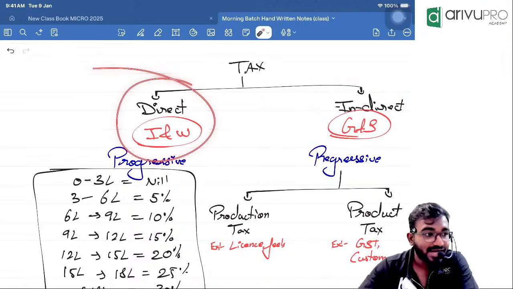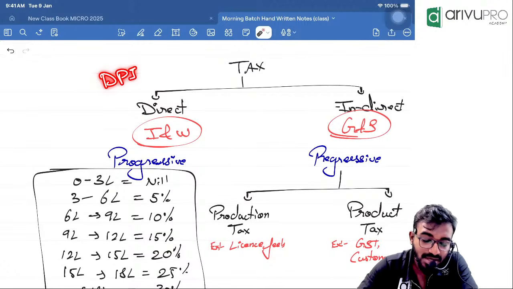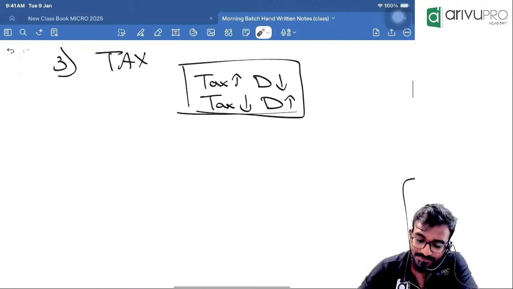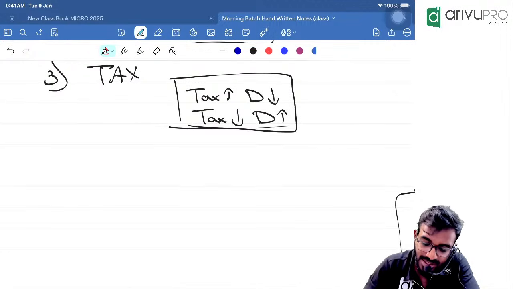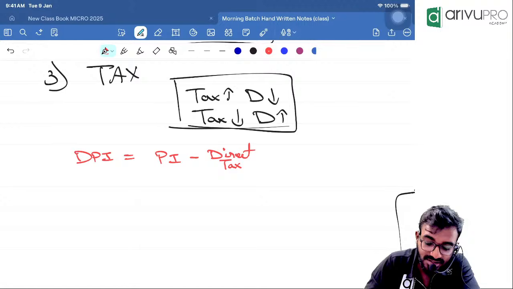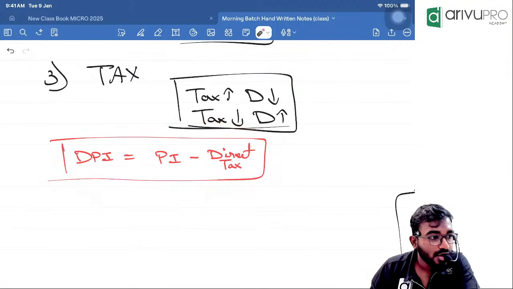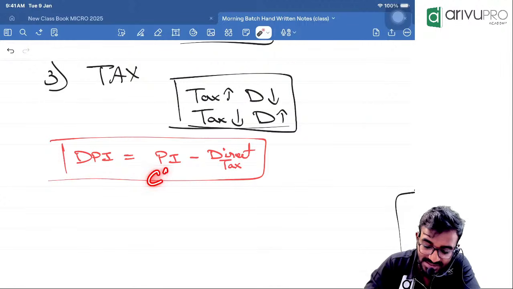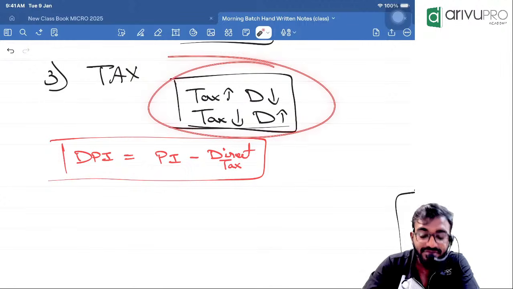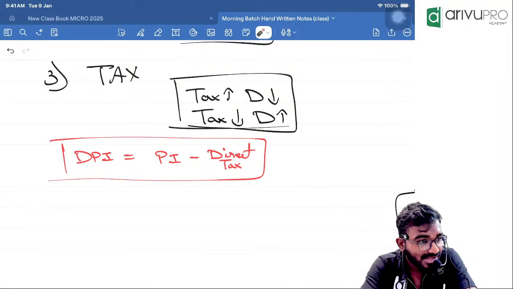With respect to the direct tax, we will discuss more in chapter 6. There is something called disposable personal income. Let me also take that as a reference. DPI, we call it disposable personal income, which is personal income minus direct tax. So this direct tax component, we are not referring to much in chapter 2. This comes in chapter 6. In chapter 2, we are referring to indirect taxes in the country.